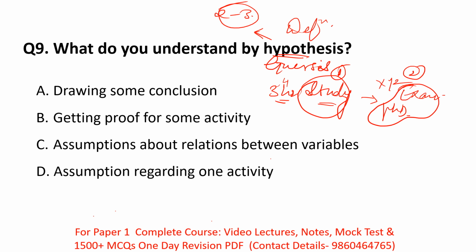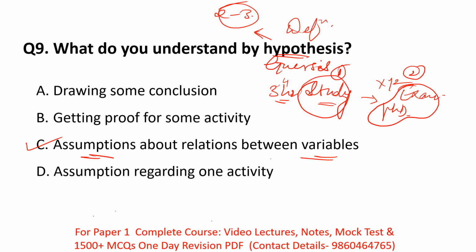How my study hours relate with PhD entrance examination. So here hypothesis means assumption about relations between the variables. So here option C is the right answer, or you can say option C is the correct definition of hypothesis. We'll see the incorrect options as well.